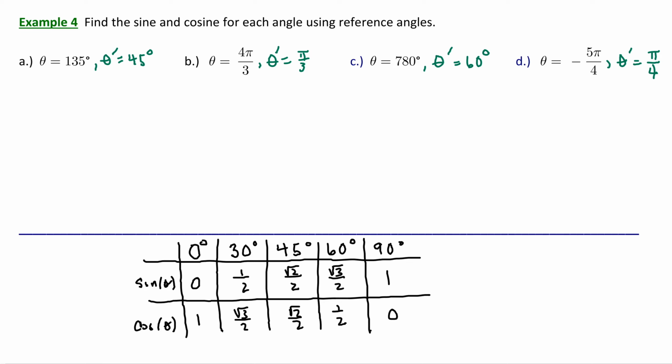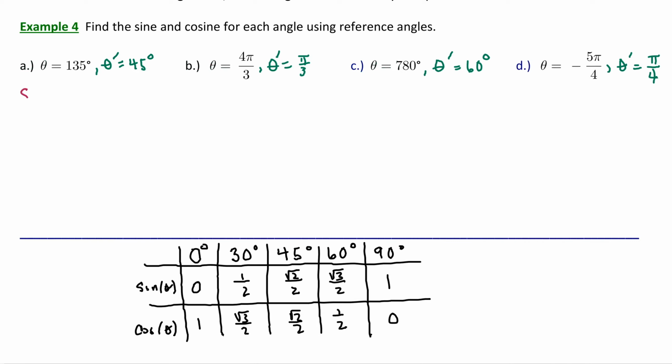Now that we have that table for reference, let's go back and find the sine and cosine for each given angle. So in example A, we need to find sine of 135 degrees. Now notice that 135 degrees is in quadrant 2. In quadrant 2, sine is positive. So sine of 135 degrees is going to be equivalent to sine of 45 degrees. Sine of 45 degrees is the square root of 2 over 2. So sine of 135 degrees and sine of 45 degrees have the same sine value.